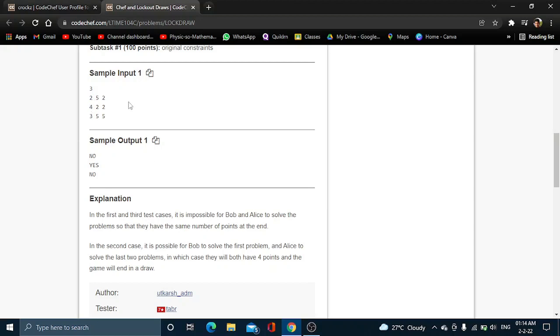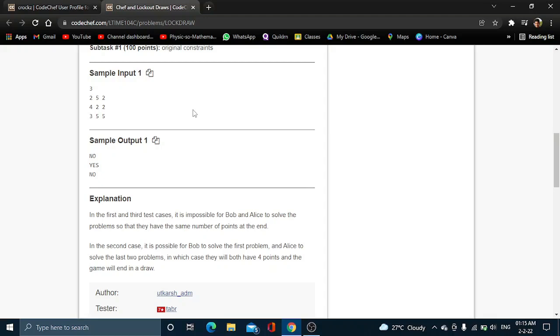And for the second case, if Bob solves the first question and Alice solves the last two questions, Bob has got 4 points and Alice has got 4 points. So if the points scored by both the players are equal, it results in a draw condition. And if you check another way, if Bob solves the first two questions and Alice solves only the third question, it results in unequal points. So there will be no.